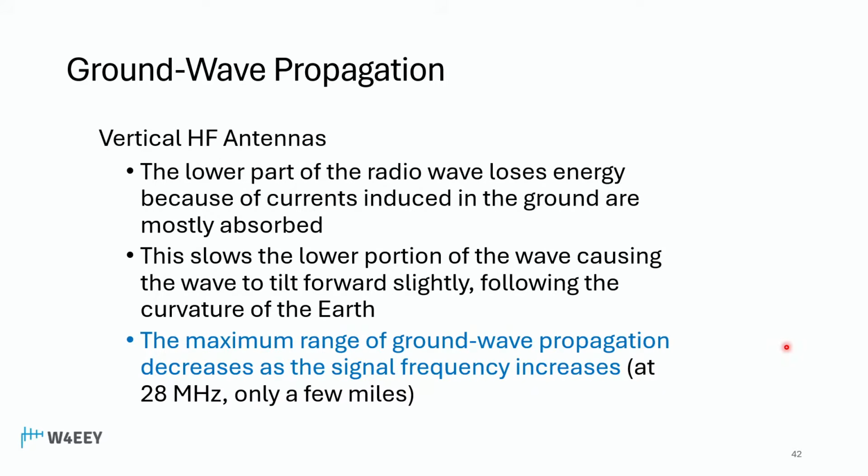The maximum range of ground wave propagation decreases as the signal frequency increases. So that's an inverse relationship. It might help you to remember this by realizing that on 10 meters, 28 megahertz, you'll only go a few miles. So 10 meters is terrible for ground wave. 80, 160, much better propagation using ground wave.